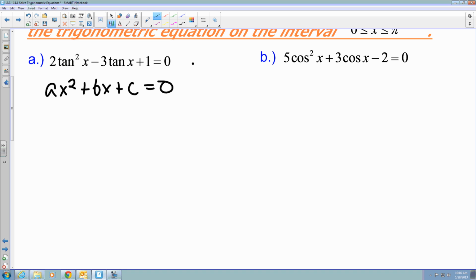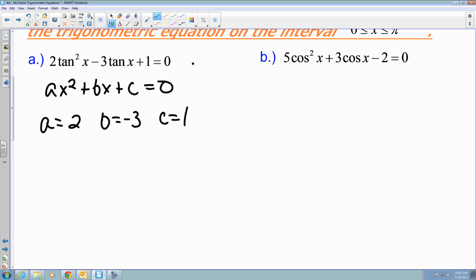So, but the a, b, and c still stay the same. So my a here is still 2, my b is negative 3, and my c is 1. So at this point, we're going to plug it into the quadratic formula just like we were for any regular equation without a trig function.